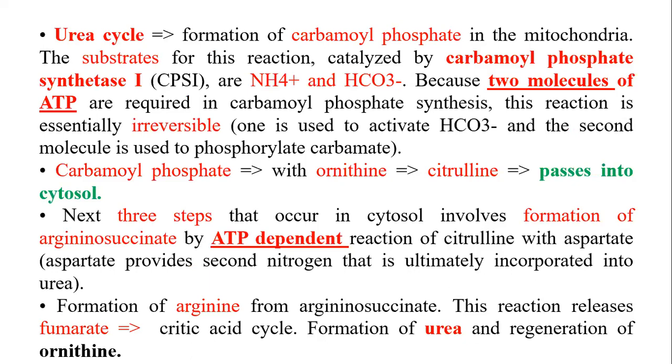Now carbamoyl phosphate reacts with ornithine to produce citrulline, which passes into the cytosol. Next, the three steps that occur in the cytosol involve formation of argininosuccinate by ATP-dependent reaction of citrulline with aspartate, formation of arginine from argininosuccinate, which releases fumarate that enters the citric acid cycle, and formation of urea and regeneration of ornithine.